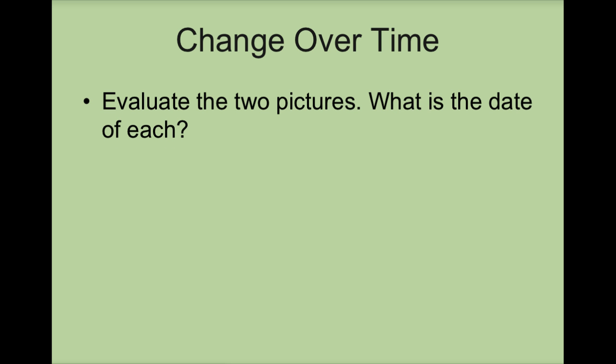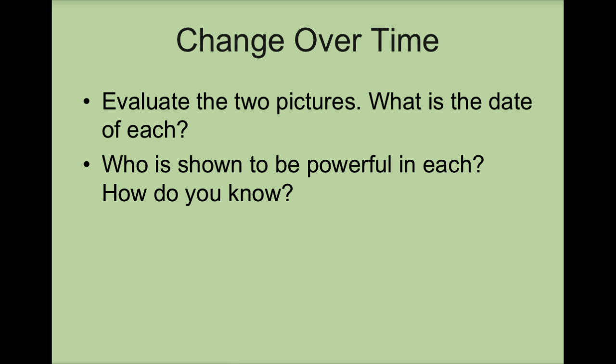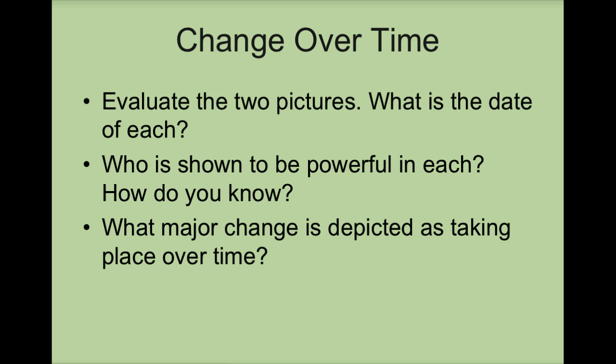Okay, so as we talk about the scramble for Africa, we're going to be focusing on the change over time here. And to get us thinking about this, we're going to look at two different pictures. And feel free to pause the video as you need to answer these questions in your notes. The first thing is, what is the date of each picture, which is going to be given to us? We're also wanting to know who is shown to be the powerful one in each picture, and how do we know this? And finally, what major change is depicted as taking place over time?